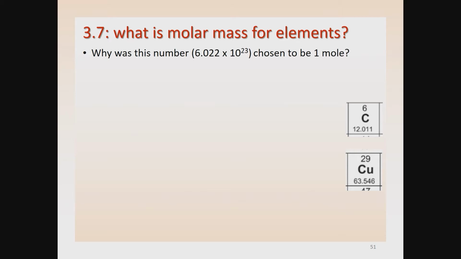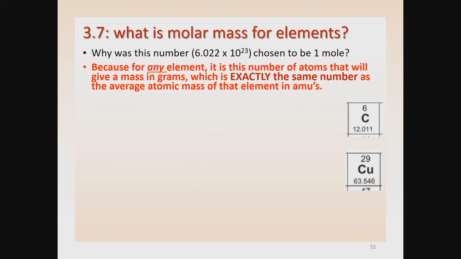Okay, so the next thing I want to talk about is a concept called molar mass. And so I need to talk a little bit about this. So one question you might rightfully ask is, why is it that 1 mole was chosen to be that odd number of 6.022 times 10 to the 23? And there is a reason for that. And the reason is, if you have 6.022 times 10 to the 23 atoms of any element, that mass that you have will be exactly the same number as the average atomic mass of the element in AMU.